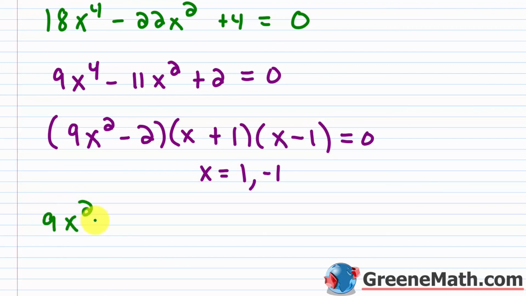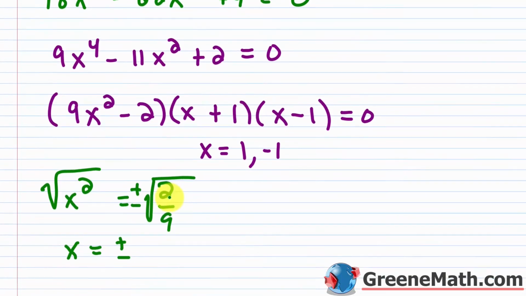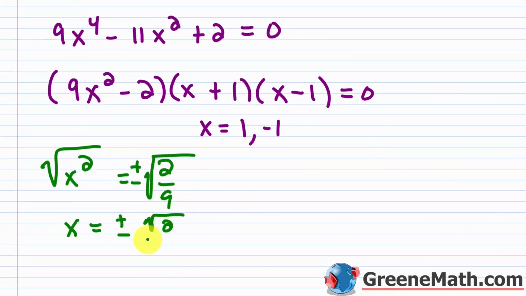So 9x squared minus 2 equals 0. Add 2 to both sides of the equation. Let's just go ahead and say this is 9x squared is equal to 2. Divide both sides by 9, and you would have x squared equals 2 ninths. So if I take the square root of this side and plus or minus the square root of this side, I would have that x is equal to plus or minus the square root of 2 over the square root of 9, which is 3. So that's a lot of different things to go through. So you have x equals 1, negative 1, square root of 2 over 3, and negative square root of 2 over 3. So we would say square root of 2 over 3 and negative square root of 2 over 3.